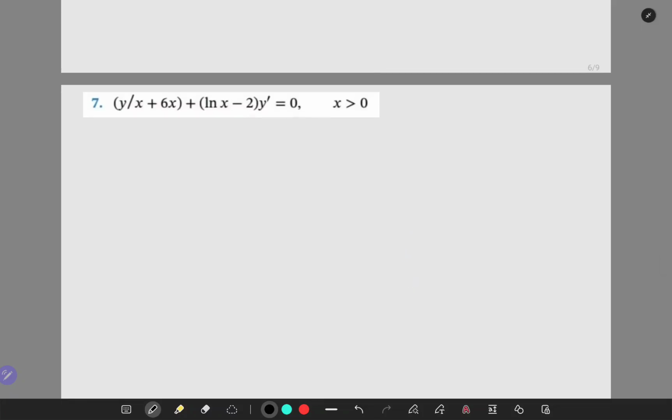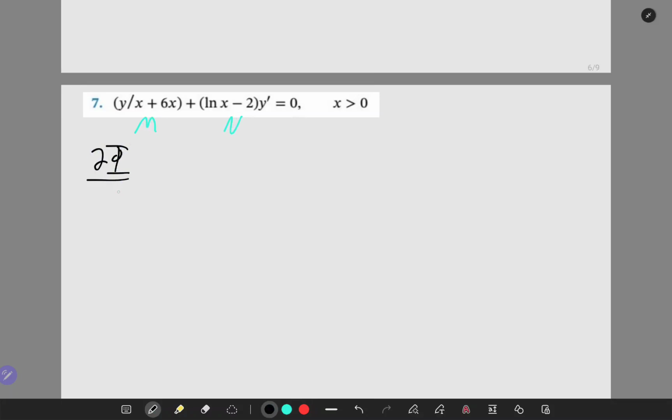So for number 7, let's just go through this one really quickly. Try this one by yourself and I'll do it. So now we have y over x. I'll just write it up here. So this is our m, this is our n.